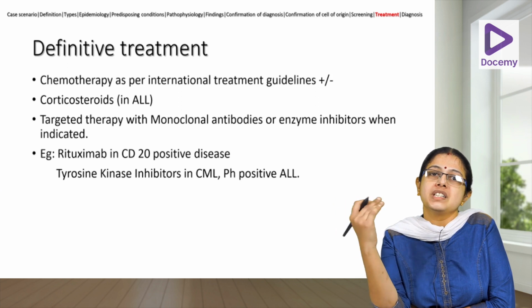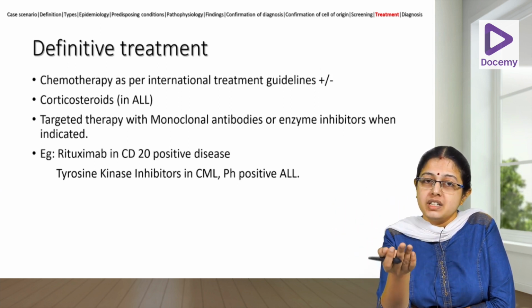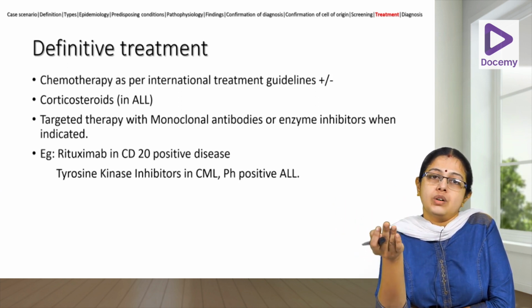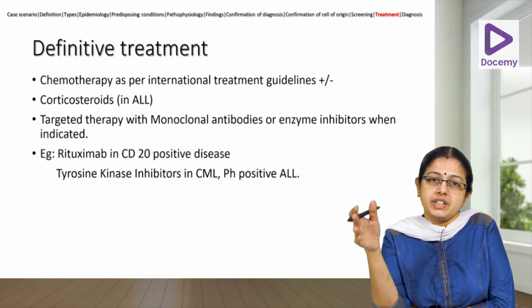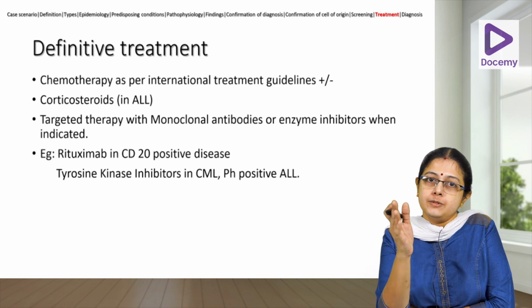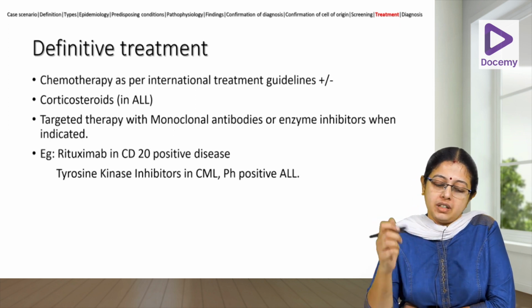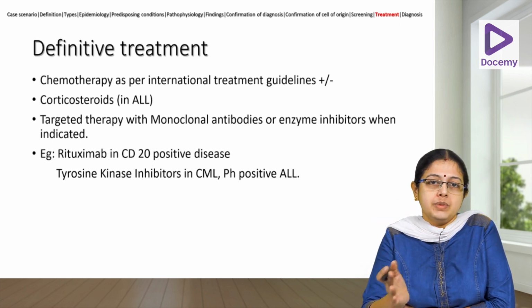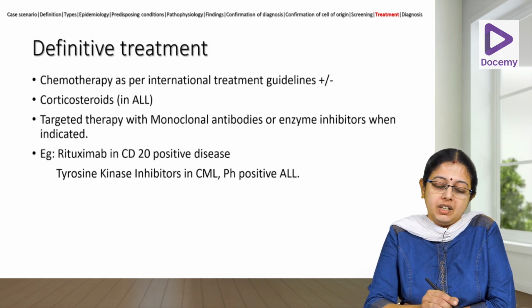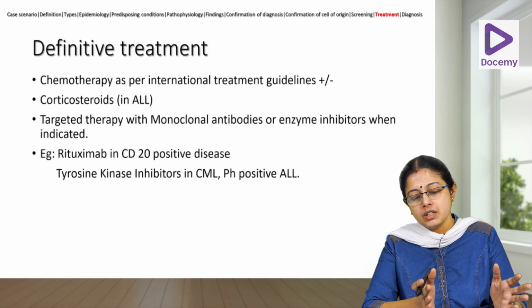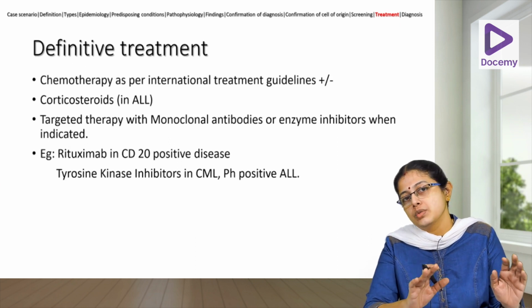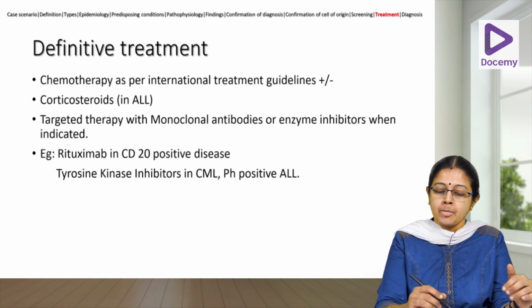The whole world is trying to reduce the toxicity as well as increase the survival and improve the outcome of the patient. So, chemotherapy as per international treatment guidelines. And in acute lymphoblastic leukemia, the treatment will also involve, along with the chemotherapy, corticosteroids. This will be mentioned in the international treatment guidelines, but corticosteroids are not regularly used in acute myeloid leukemia treatment.